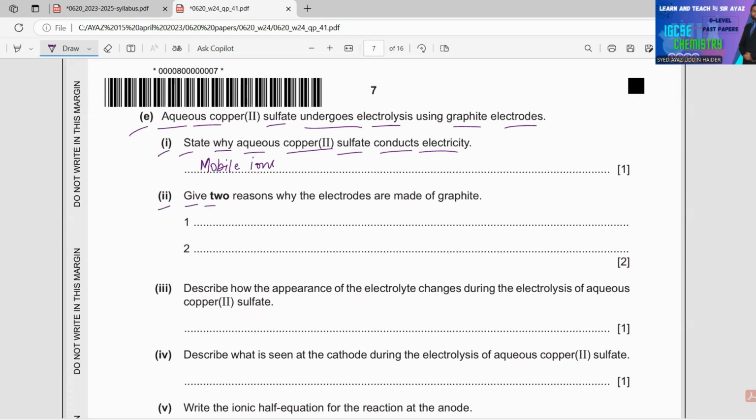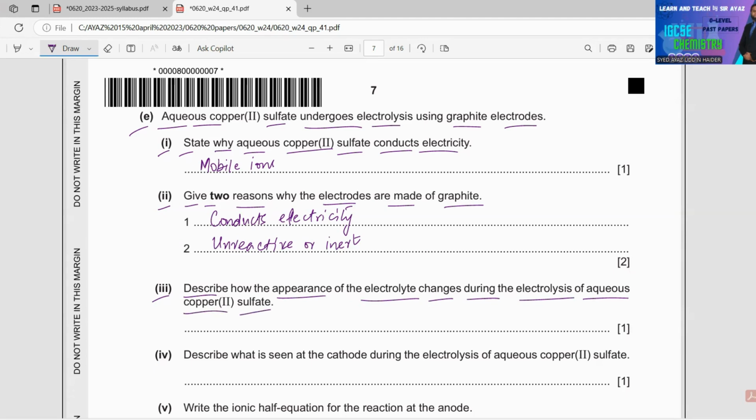Part 2. Give 2 reasons why the electrodes are made of graphite. First one, it must be the common reason for these electrodes, that they are conductors, conduct electricity. Second reason must be related to its reactivity, as it is unreactive or inert.